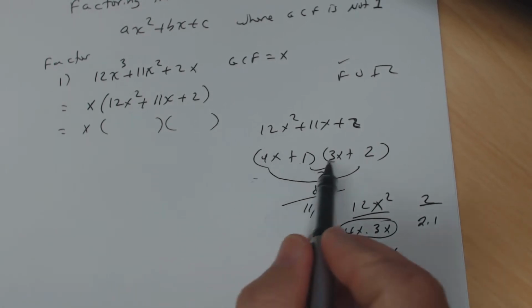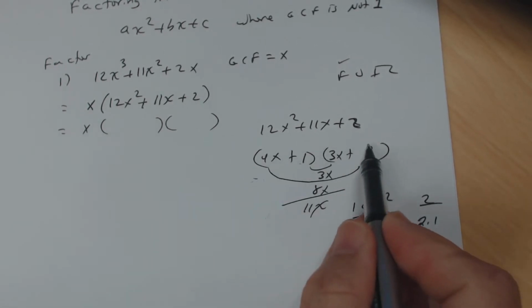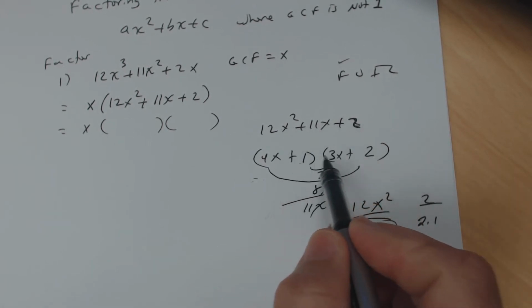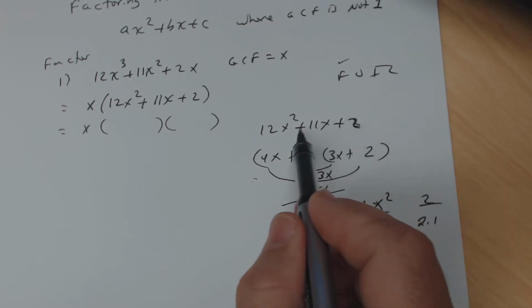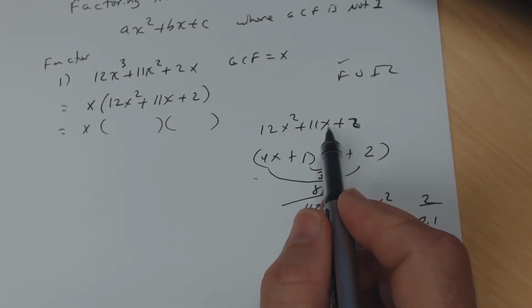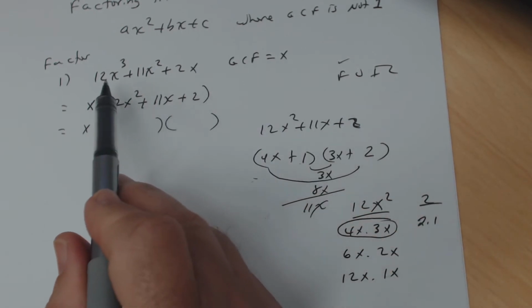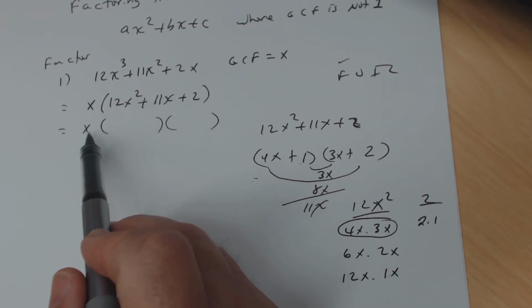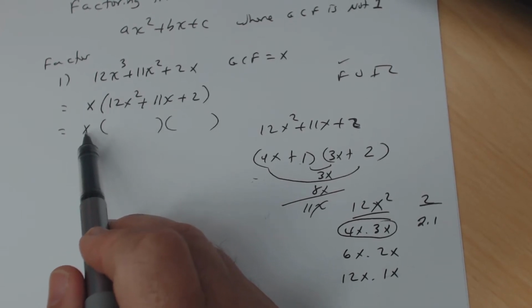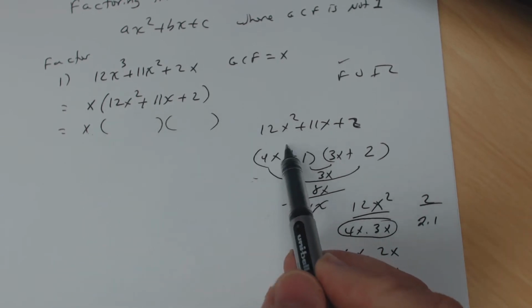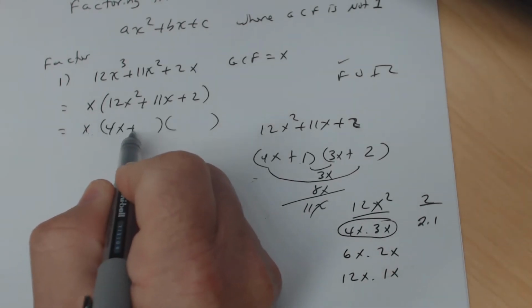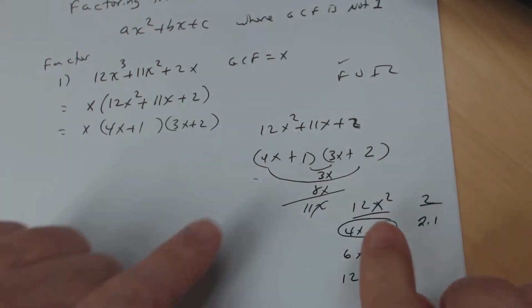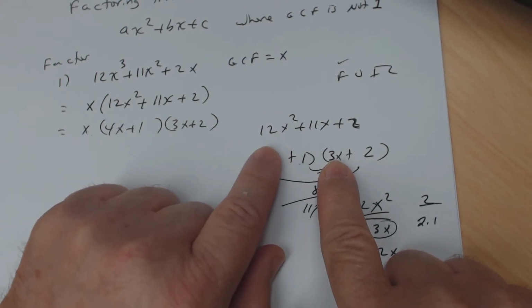So the answer is, now be careful, don't say that that is your answer, because all you've done was factor this trinomial. This right here is the factorization for this. But remember, that was not the original polynomial. The original polynomial was this. The GCF was x, so your answer has to include the GCF. So you can say x times these two binomials: 4x plus 1 times 3x plus 2. All right, now always check yourself, though. 4x times 3x is 12x squared.